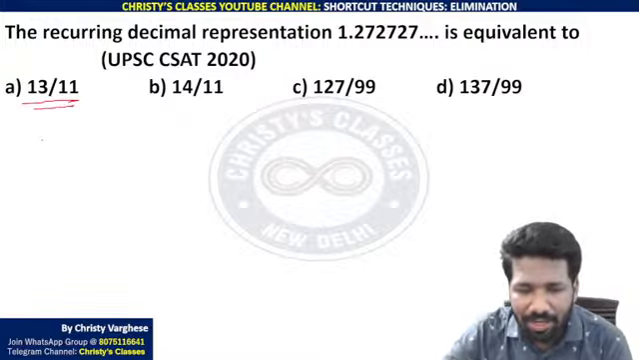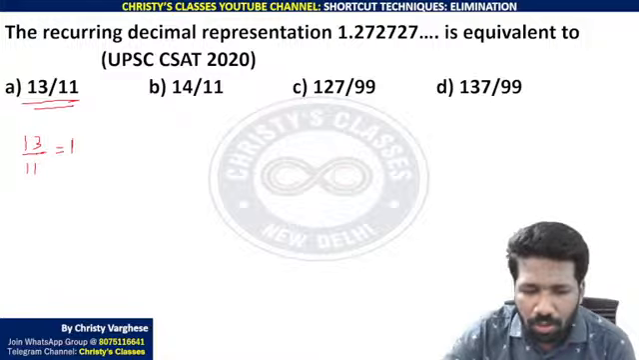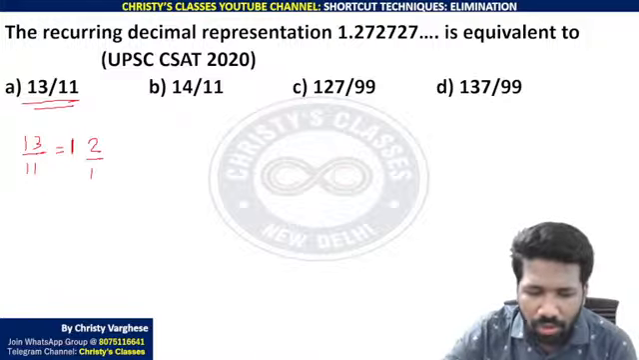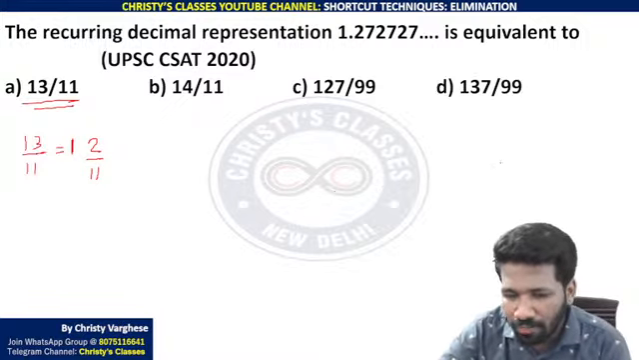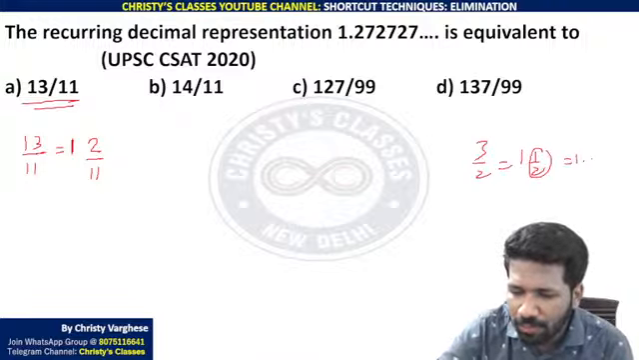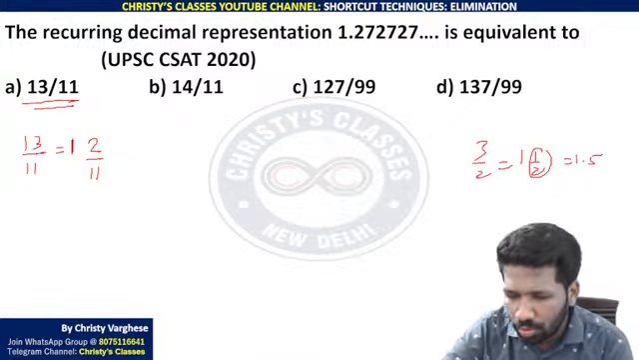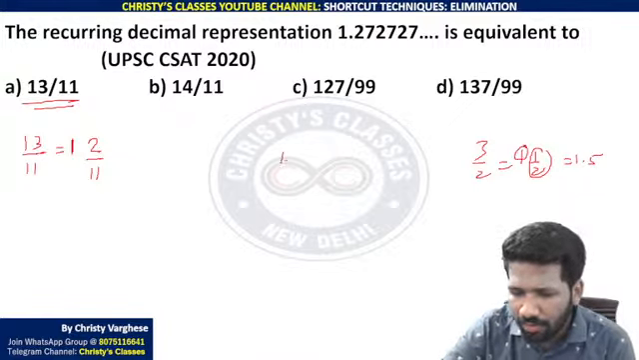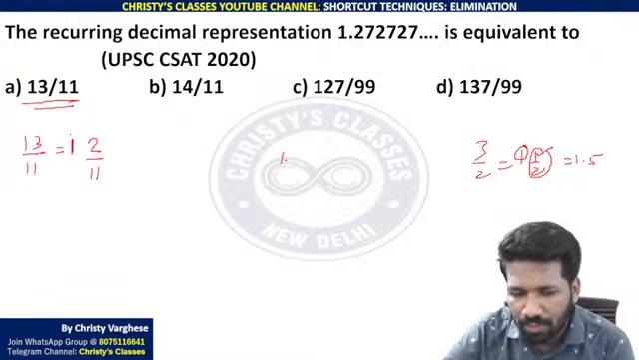Option A, 13 by 11. Can it be the answer? Divide 13 by 11. That is not very difficult. 13 has one 11 in it. So the quotient is going to be 1. And the remainder is going to be 2 by 11. 2 is the remainder. 2 should be divided by 11 to get the fraction. Like 3 by 2 can be written as 1.5. Why is 3 by 2 equal to 1.5? In 3 there is a 2, one 2 is there, and whatever remains is 1. That remainder is divided by 2. Same way this is 1 and 2 by 11.